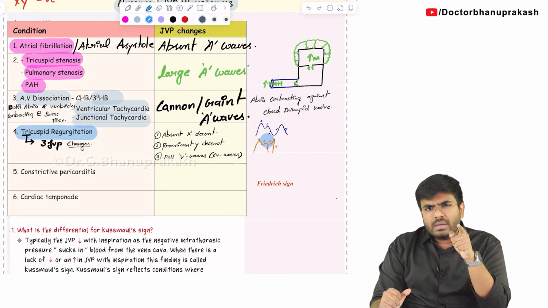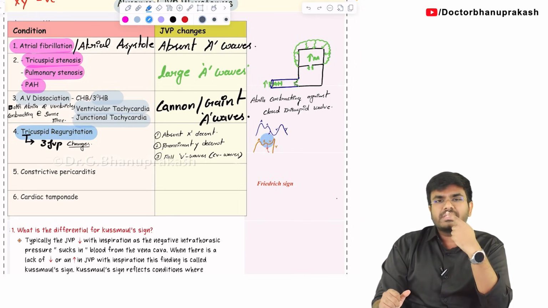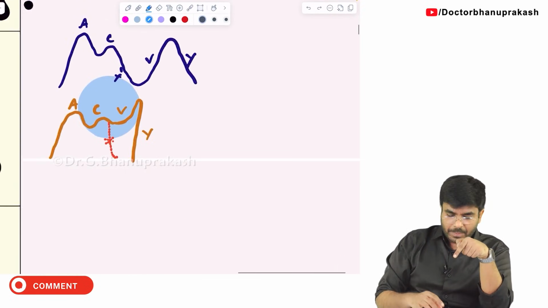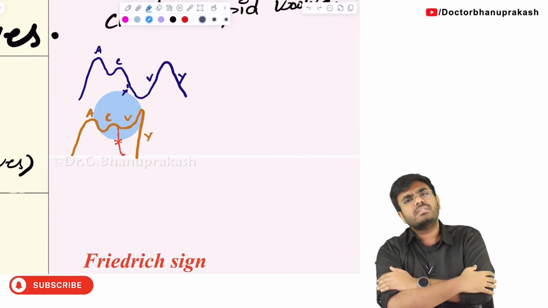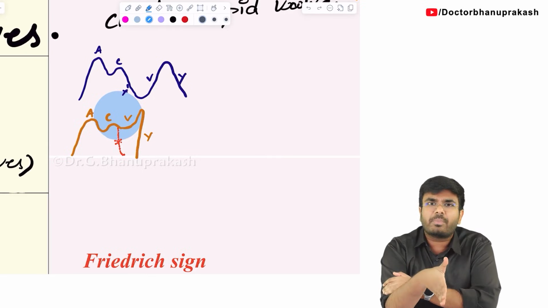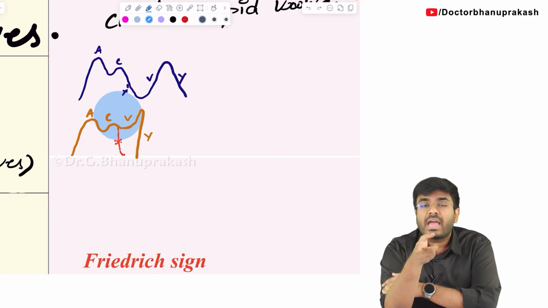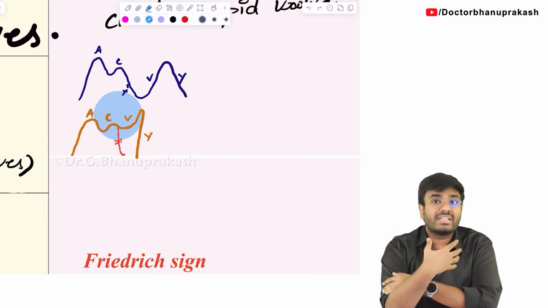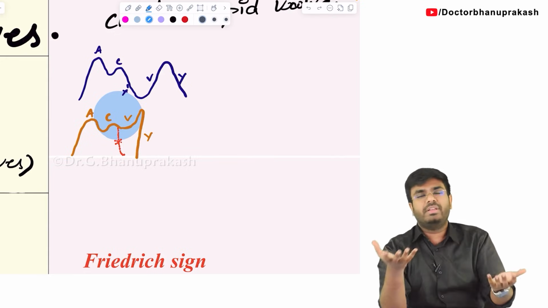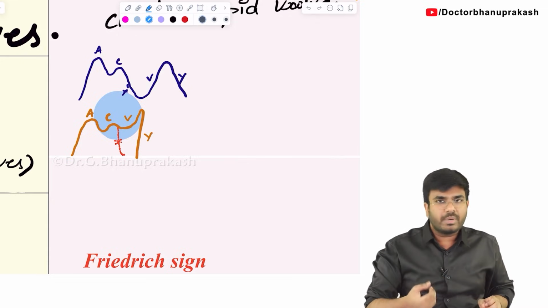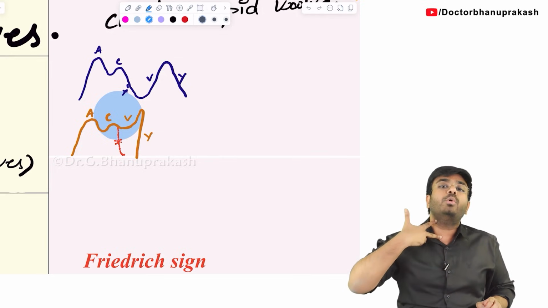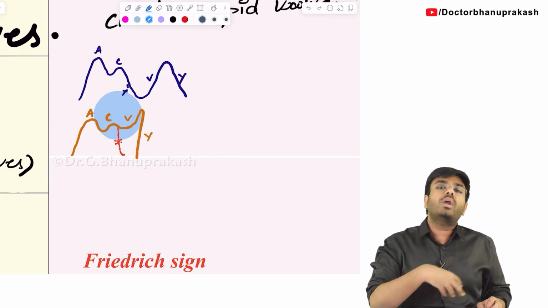If I see on the monitor that there is no X descent, the C wave is immediately followed by the V wave, and there is a sharp Y descent, with a tall V wave and prominent Y meaning sharp Y, the patient may be suffering with tricuspid regurgitation. Even with small things, you can identify what is the problem inside the heart. Of course, we will send the person for ultrasonography, and in ultrasound we can find tricuspid regurgitation. That's one way. But even by looking at the jugular venous pressure changes, you can know something is wrong with the heart.